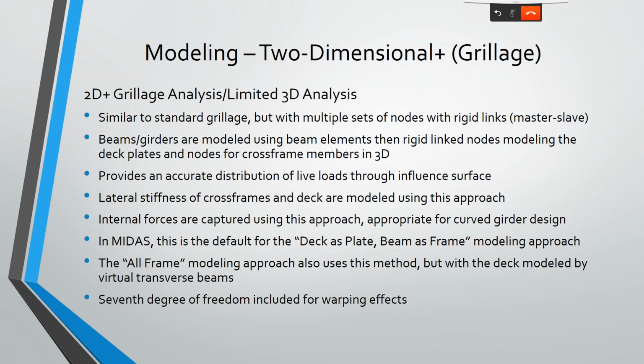And in Midas, that's the default for the deck as plate, beam as frame. It would use, as it sounds, deck as a plate, beam as frame. The all frame does the same thing. It's just using virtual transverse beams to model the lateral stiffness and the distribution of forces. And in Midas, you can also apply a 7th degree of freedom for warping effects.